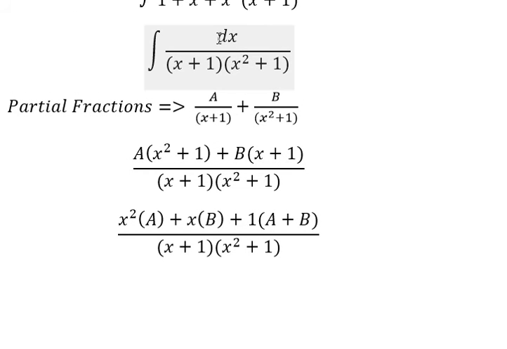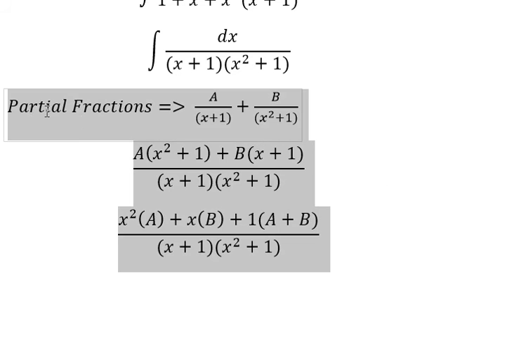As you can see, we have the number 1 here. If we set this to 0 and 0, it means this is 0, so we cannot do partial fractions here. So I will show another way.